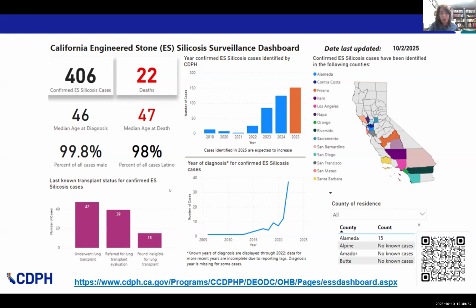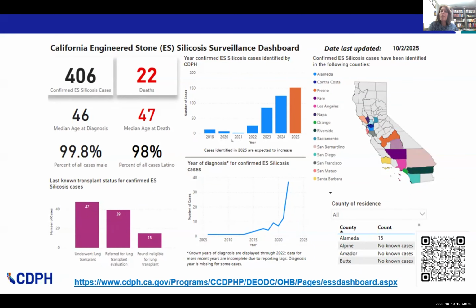The lower left here shows the last known transplant status, and you can see that 47, so more than 10%, have undergone lung transplants to date. Others have been referred, and some have been referred but found ineligible. So we expect the number of transplants to increase as more cases are identified.